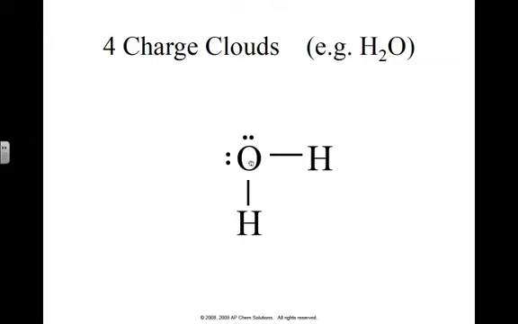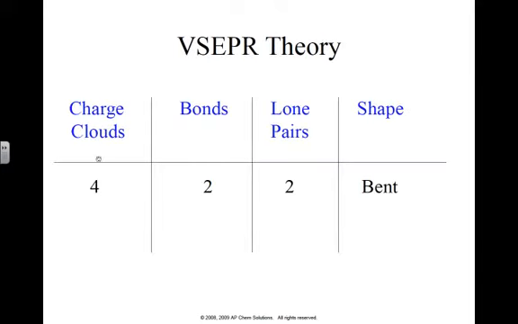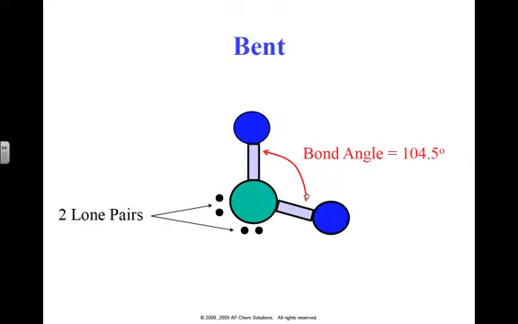Here's water. Water has 1, 2, 3, 4 areas where there's electrons. So 4 domains, 2 bonds, 2 lone pairs. We call that bent. This bent angle, once again, these 2 extra pairs of electrons are repelling on these atoms, forcing this bond angle to be less than 109.5, less than 107, 104.